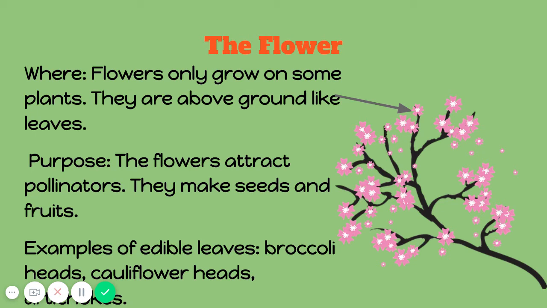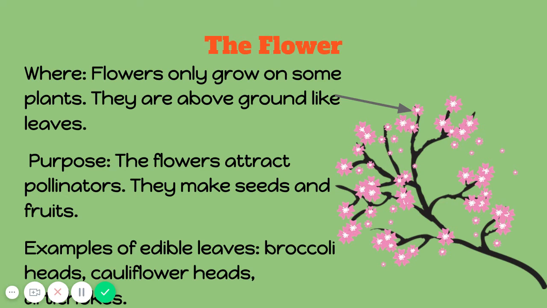So remember earlier we talked about how they reproduce. The flower is the part that helps them make new plants. Okay? They attract those pollinators, so the pollinators can get that sticky pollen on them and spread it around to other plants. And they have the seeds, and those seeds will eventually grow into new plants.